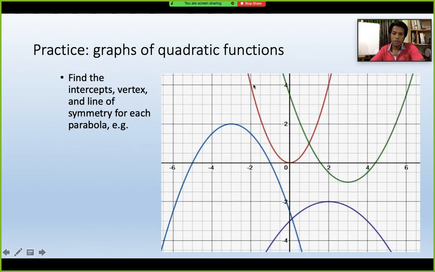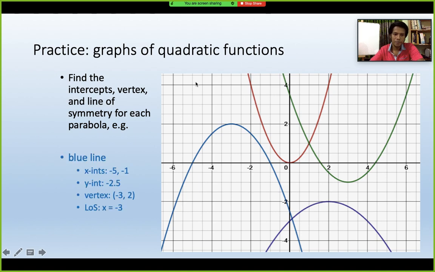So now this is the practice. Try to find the intercepts, vertex, line of symmetry, etc., from this example. You try to do it, then we will show you the answer here so that you can match.